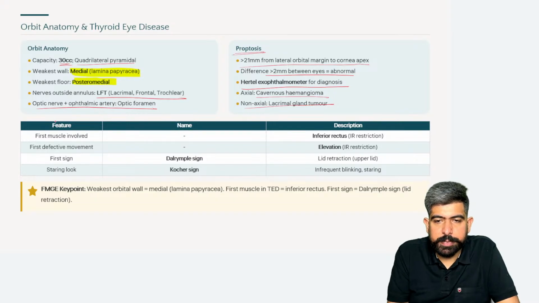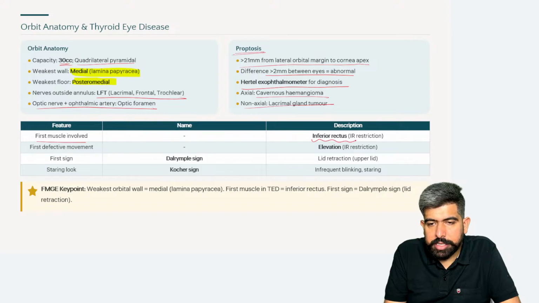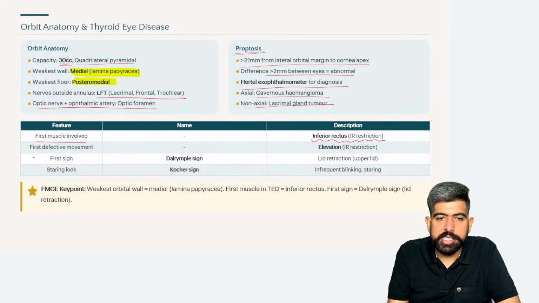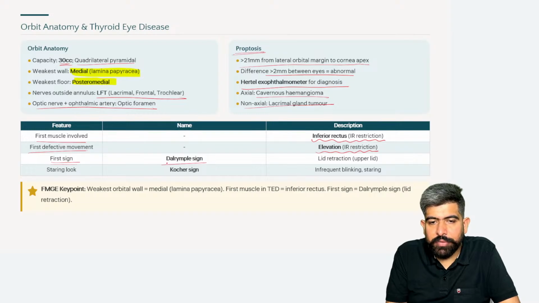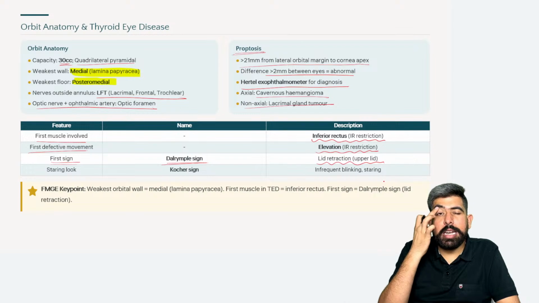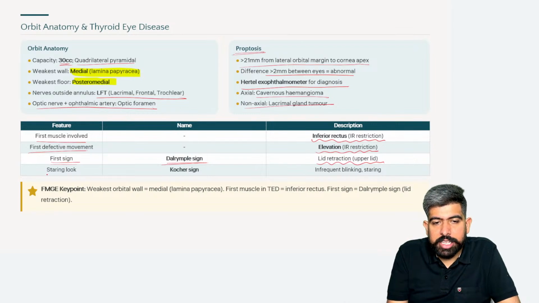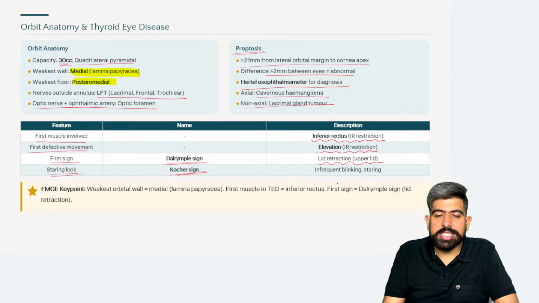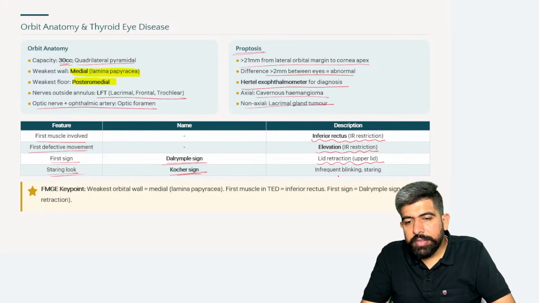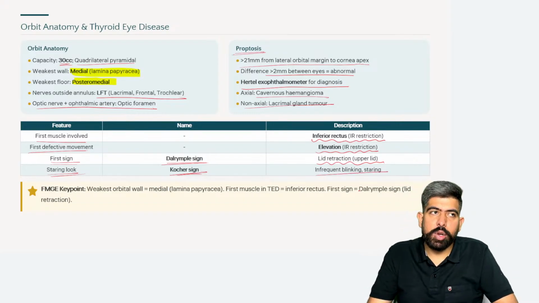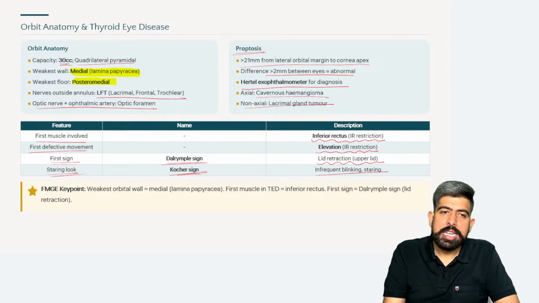What are the features? Please remember, the first muscle involved in thyroid eye disease is the inferior rectus. The first defective movement is elevation, as the inferior rectus is getting restricted. What will be the first sign? There is Dalrymple's sign. What is Dalrymple's sign? Lid retraction, the upper lid remains retracted. And the staring look is known as Kocher's sign, with infrequent blinking and the staring look.